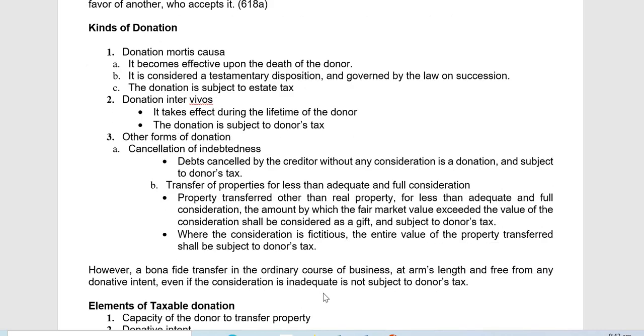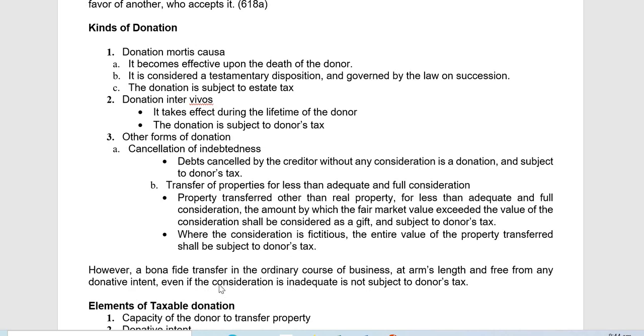Kasi parang naging way siya to escape donor's tax. Say for example, yung property, ang value niya is 1 million, you sold it for let's say 10,000 lang, para may consideration. The 990,000 there is subject to donor's tax, kasi you transferred it for less than adequate and full consideration. Though may consideration siya, hindi siya gratuitous transfer, pero gi-transfer mo siya for less than adequate and full consideration, it's still subject to donor's tax. But take note that it's except for real property.